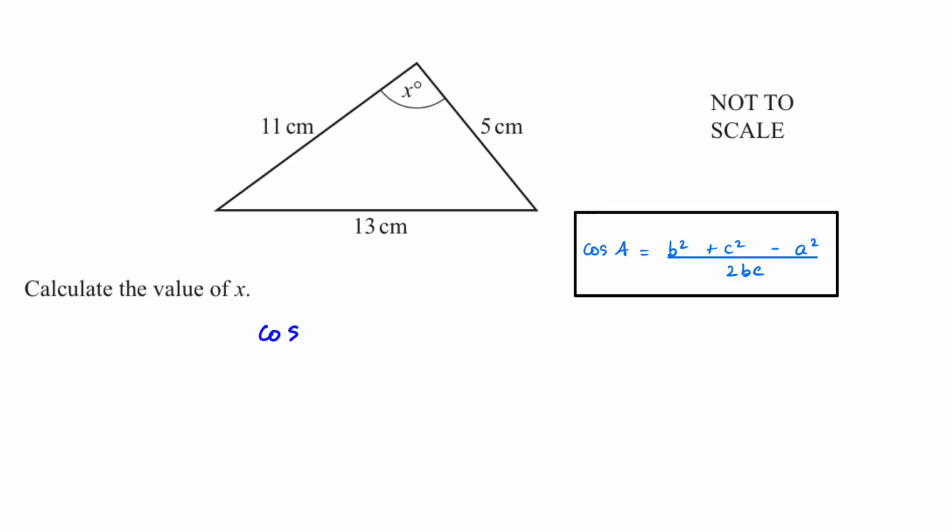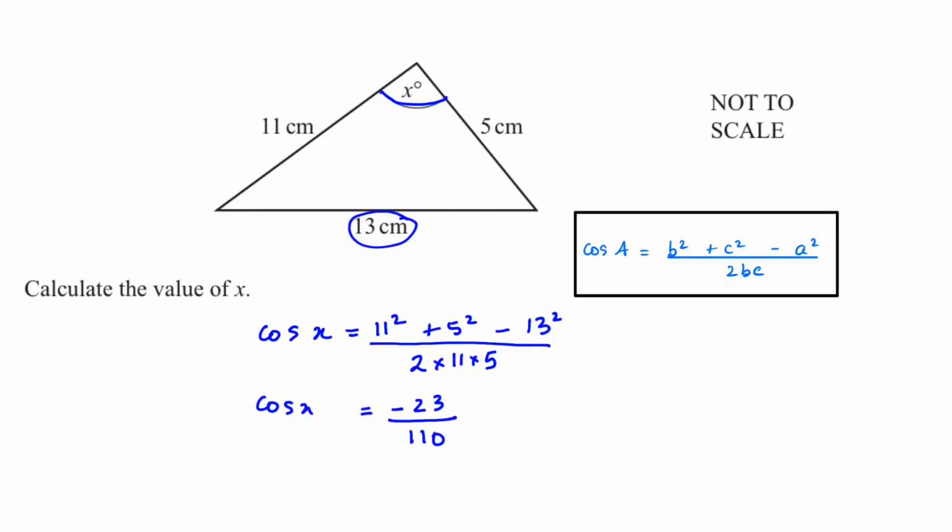Let's replace everything. So cos x is equal to 11 squared plus 5 squared minus 13 squared. This is opposite the angle we want to find, and that will be after the negative. Divided by 2 multiplied by 11 multiplied by 5. We will get cos x is equal to negative 23 over 110.